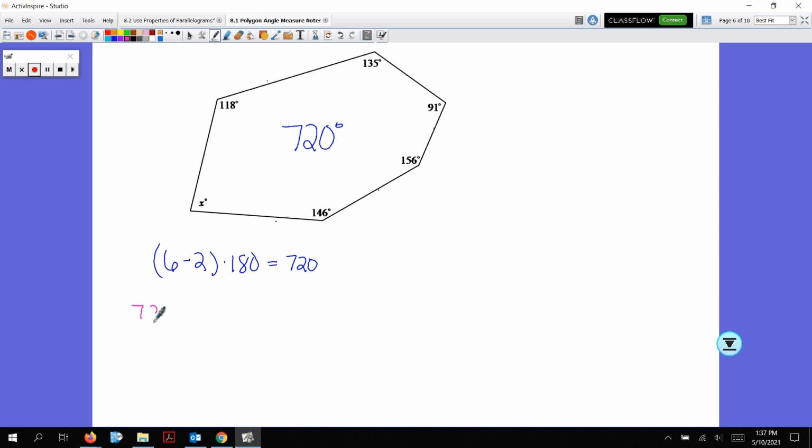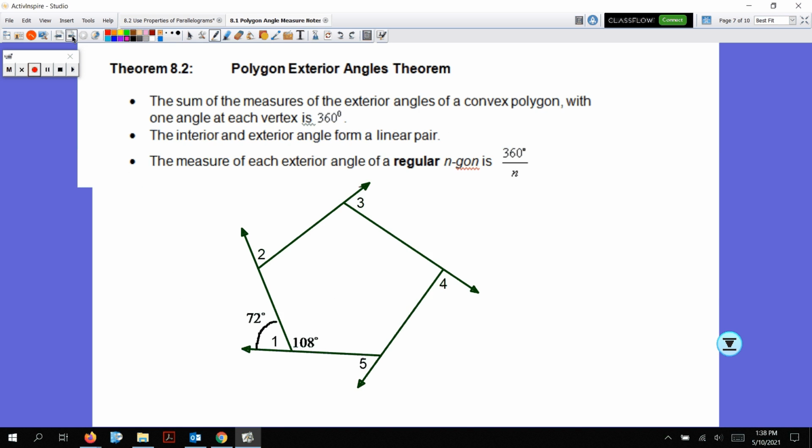Simply take your 720 minus 146 minus 156 minus 91 minus 135 minus 118, and we get 74. So this is 74 degrees for x. Easy peasy lemon squeezy. All right, now we're going to talk about the exterior angle theorem, please.